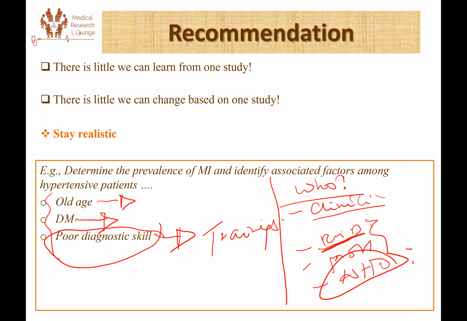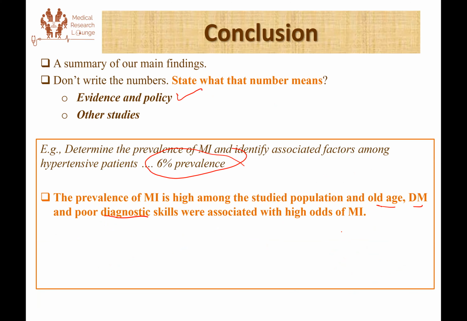And the other thing is, in any publication, in any journal, there is often no recommendation section, because it's very difficult to recommend based on a single study, as we said. What you can do is add your recommendation as part of your conclusion. So what we can say in our study is the prevalence of MI is high among the study population, and old age, DM, and poor diagnostic skills were found to be associated with high odds of MI. Therefore, we recommend a more strict follow-up for these high-risk patients and providing trainings for healthcare professionals.